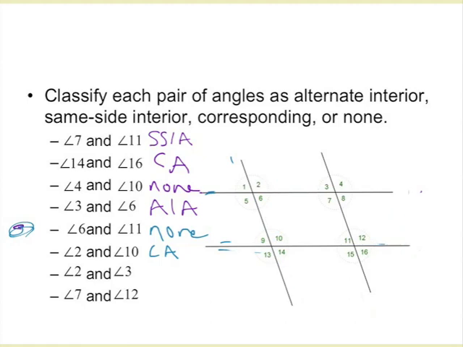2 and 3, if I trace those out, I only had to trace 3 lines. I didn't need the bottom line at all. So then I look at 2 and 3. They are on the same side, and they are between the set of lines. So those are SSIAs.